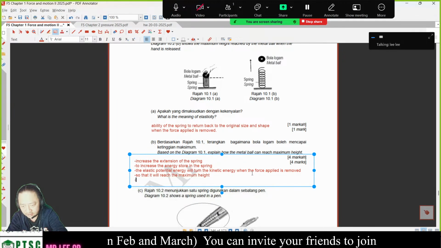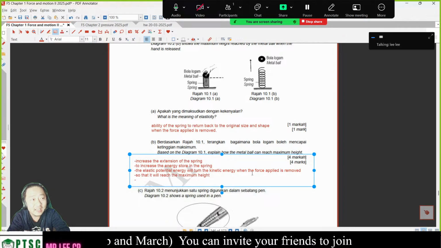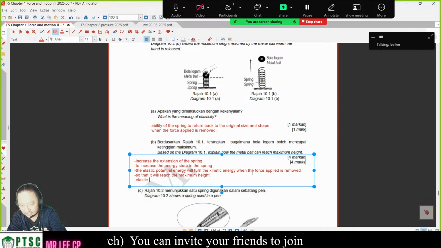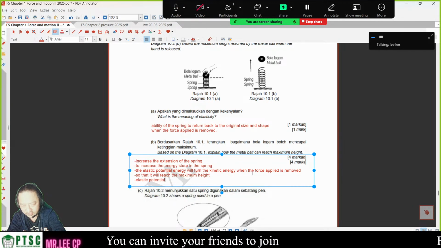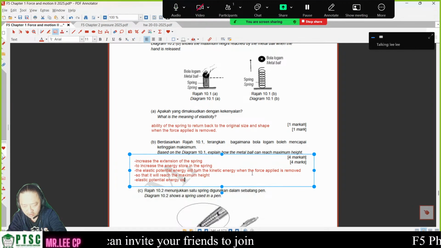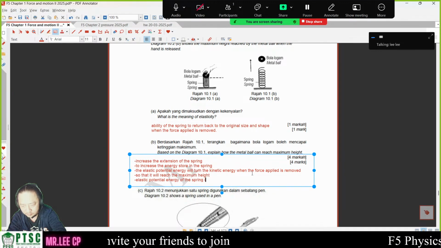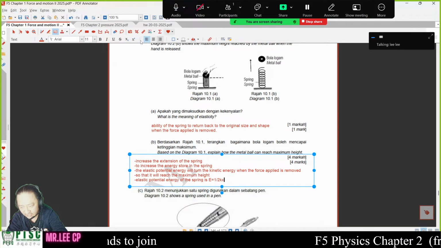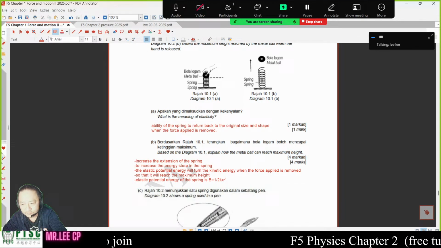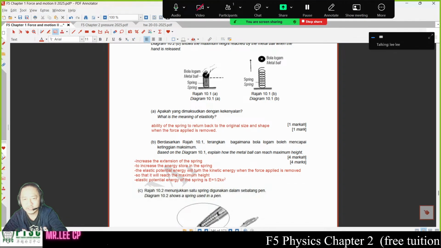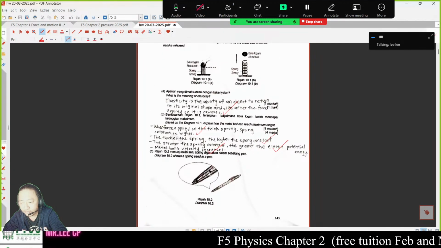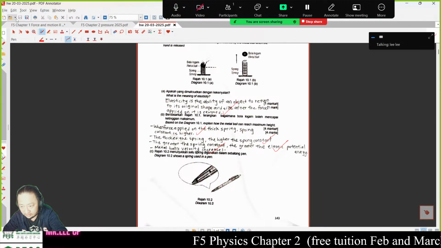So now in case they want, right? So the elastic potential energy of the spring is E equals 1 over 2 kx square. Okay, so you just put it in like this. So this is what you have done. All right, so I like your answer.